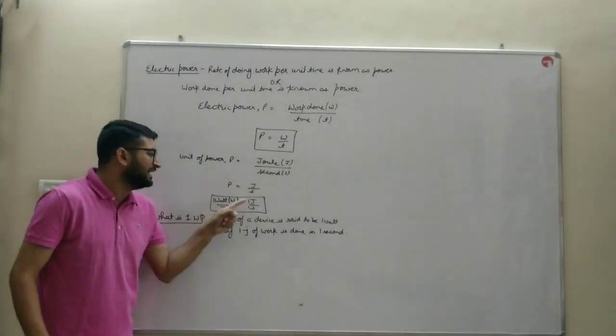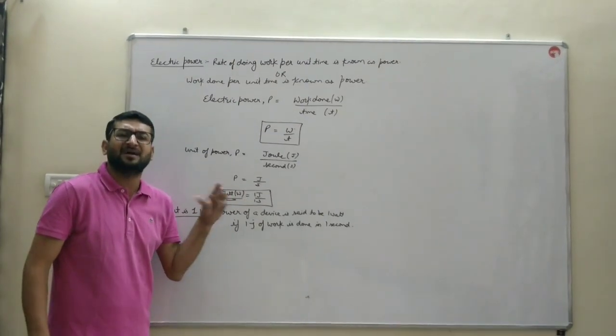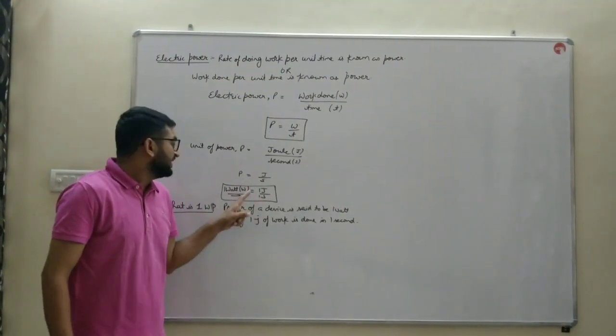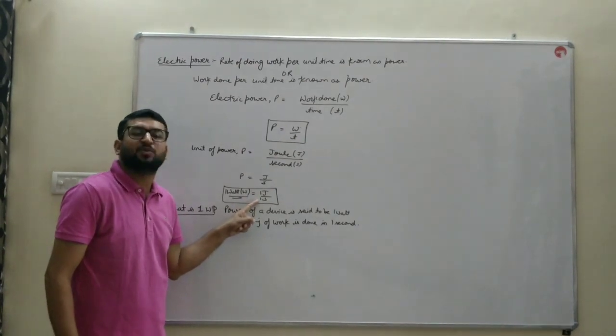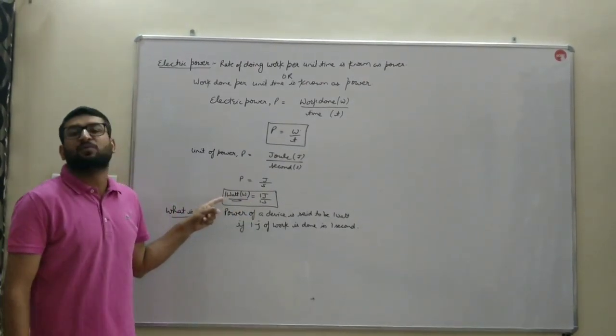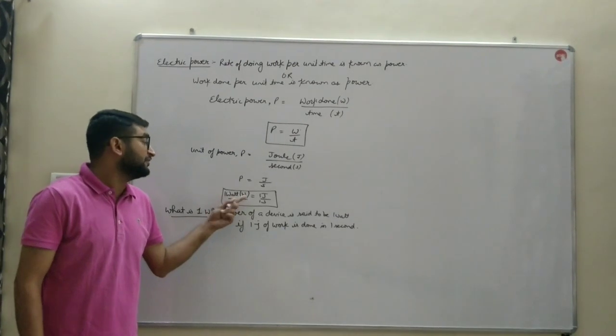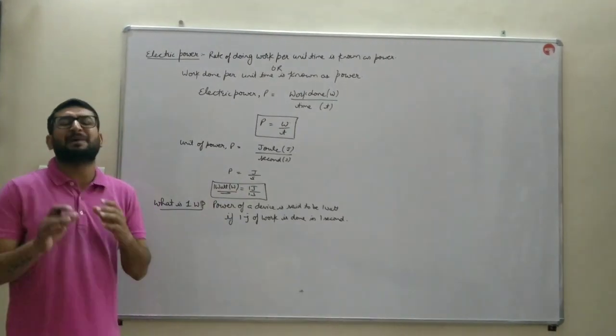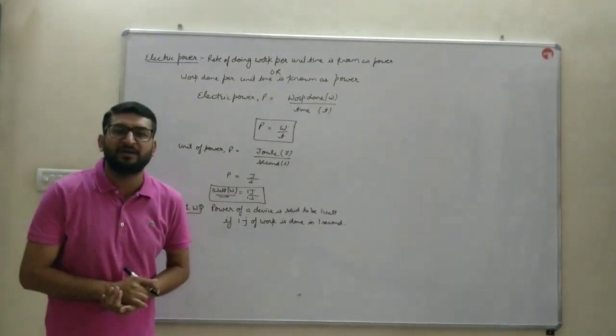देखो बच्चे 1 watt क्या है? जूल और सेकंड है. जूल और सेकंड का डिवाइडेशन है. तो जूल per second is known as watt. If it is 1 and this one is also unity, that is 1, then automatically the watt will be equals to 1. So what is 1 watt? If 1 joule of work is done by a device in 1 second, then the power of that device is said to be 1 watt.